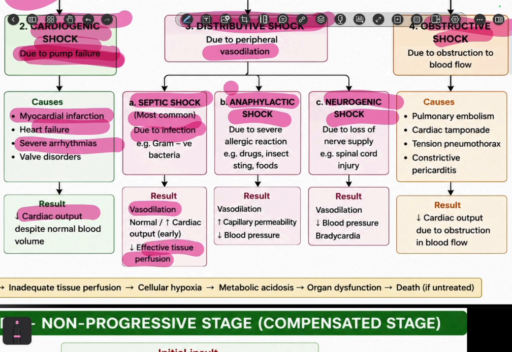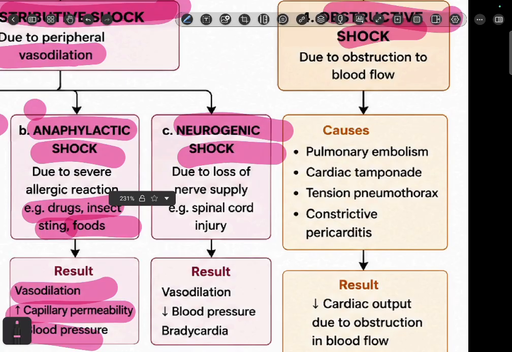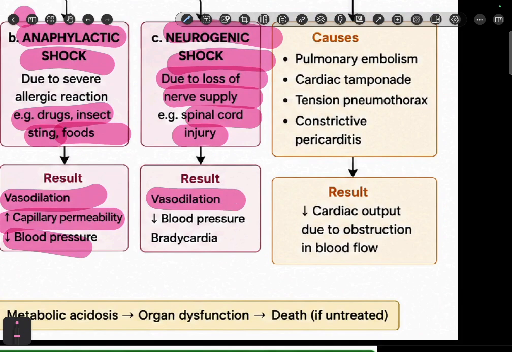Now, anaphylactic shock. It occurs due to a severe allergic reaction, may be caused by drugs, insect sting, food, and it also leads to vasodilation, increased capillary permeability, and decreased blood pressure. Coming to neurogenic shock, it occurs due to loss of nerve supply. Example, spinal cord injury. If spinal cord injury occurs, that leads to loss of nerve supply that results in vasodilation, blood vessels dilate, and heart rate may slow down. Blood pressure decreases, bradycardia occurs.